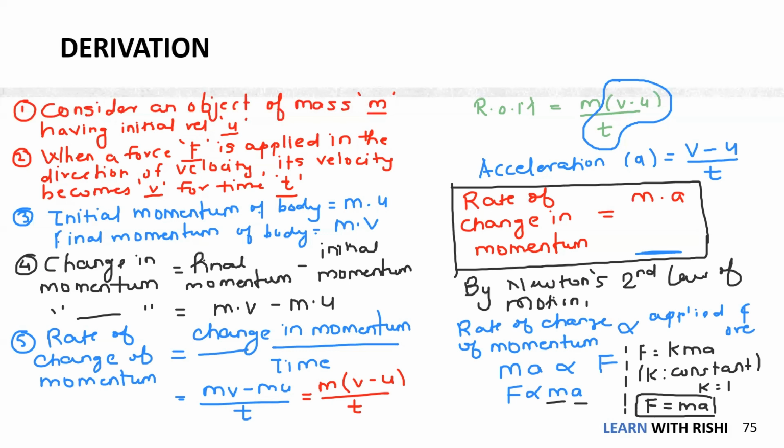Now, as per Newton's second law of motion, the rate of change of momentum is directly proportional to the force applied. So we can write F is directly proportional to ma. And to remove the proportionality symbol, we have to put a constant. So F is equal to k into ma. But the value of the constant is 1, so we only write F is equal to ma. So this is the derivation for Newton's second law of motion. And from this derivation, we prove that force is directly proportional to mass and directly proportional to acceleration. I hope you understood this.